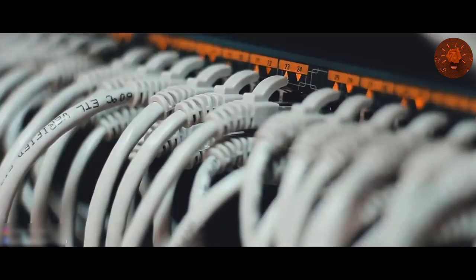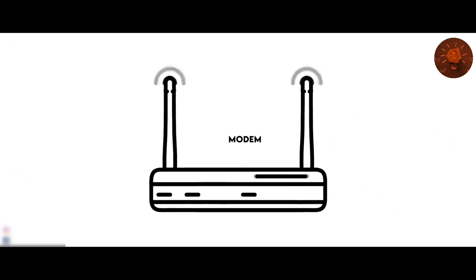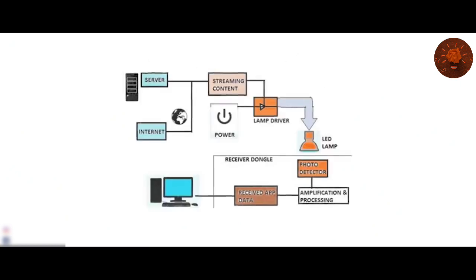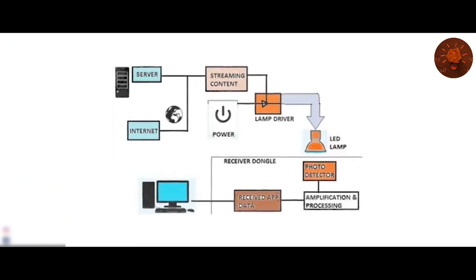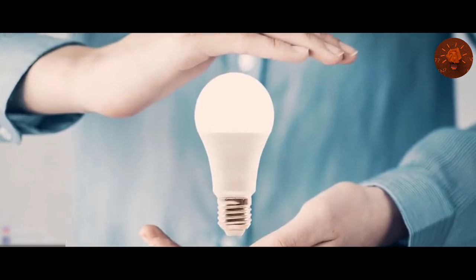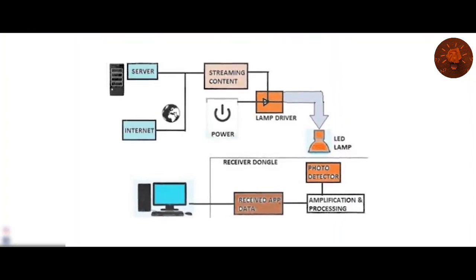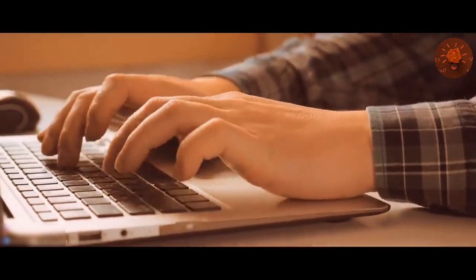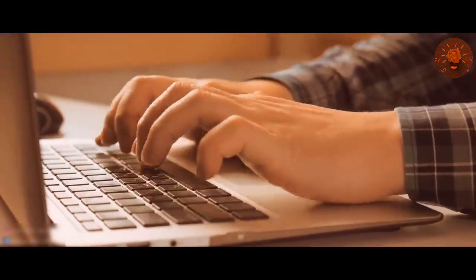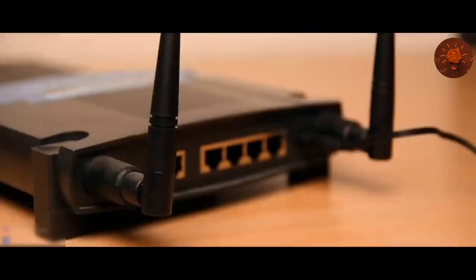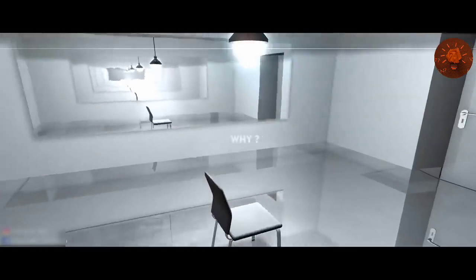In this case, the connection from the internet to your home will first go into a modem. And from the modem, it will go into an LED driver, which will control the LED lights in your house. Now the light signal will be converted into an electric signal with the receiver, and it will be given to your computer, with the help of which you will get internet connection on your computer. This is the simple diagram of Li-Fi.